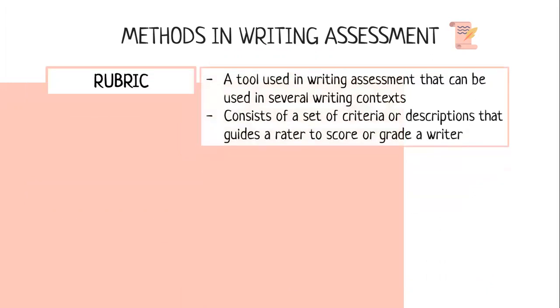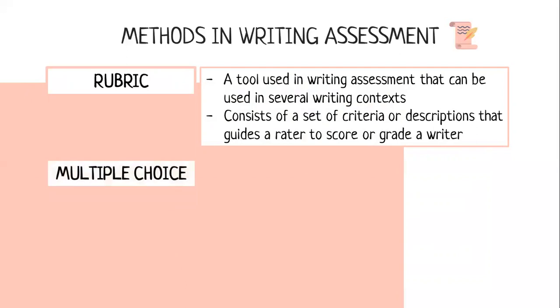About rubric. A rubric is a tool used in writing assessment that can be used in several writing contexts. A rubric consists of a set of criteria or descriptions that guides a reader to score or grade a writer.